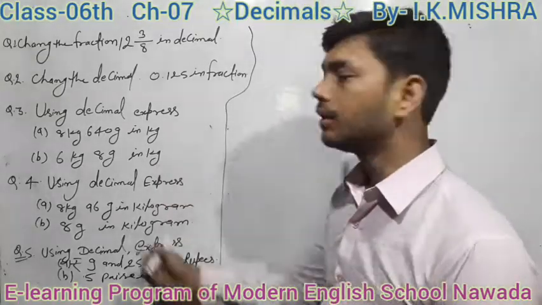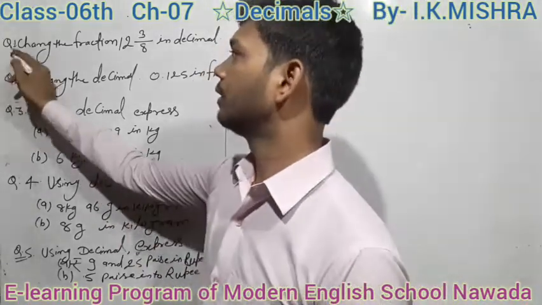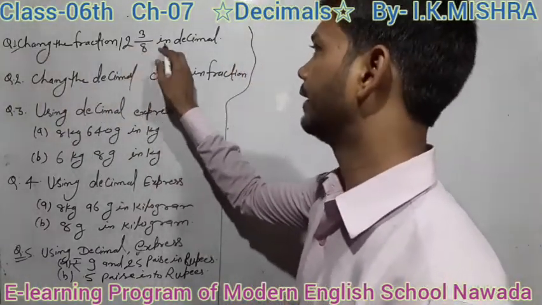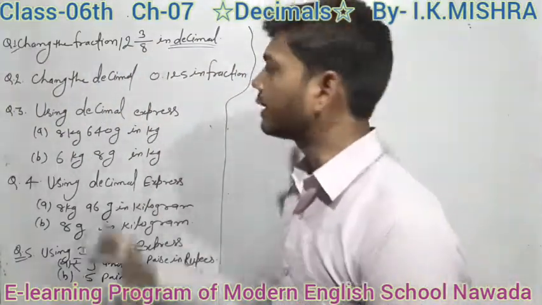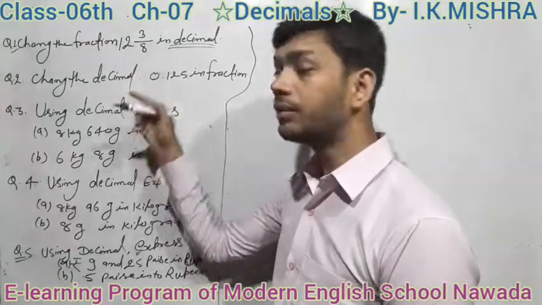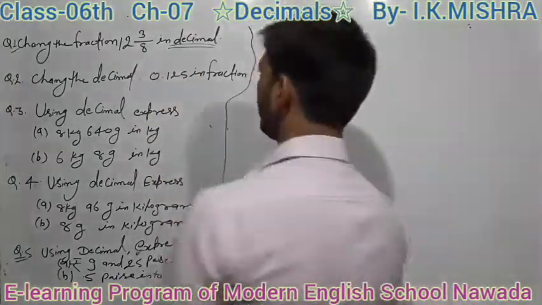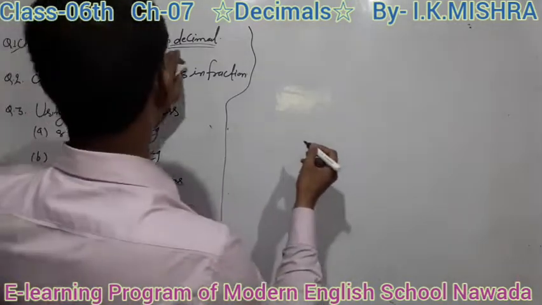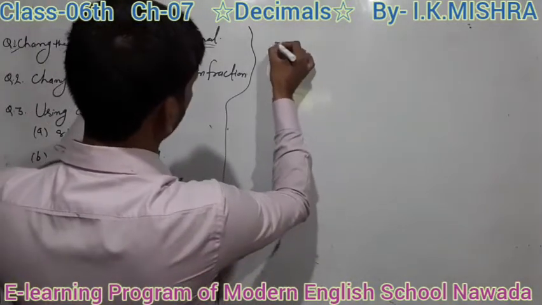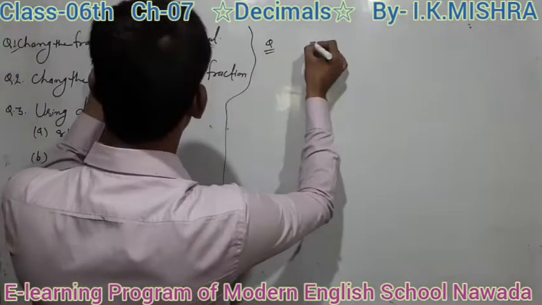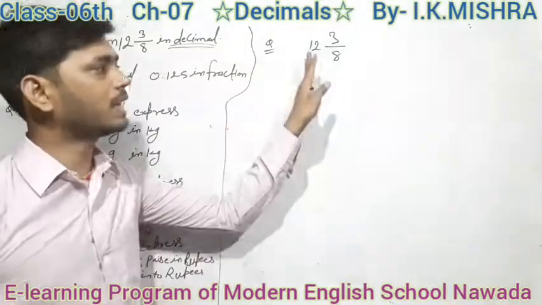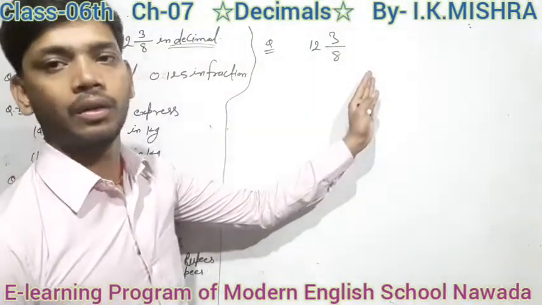So students, here is the first question: change the fraction 2 whole 3 by 8 into decimal. Students, this type of question is already discussed in a previous video. Change the fraction into decimal. Here the fraction in the question is 12 whole 3 upon 8. You have to change this into decimal.